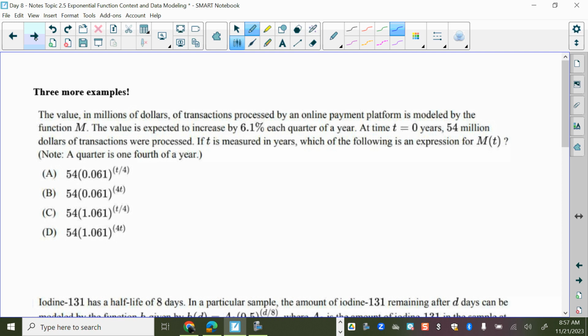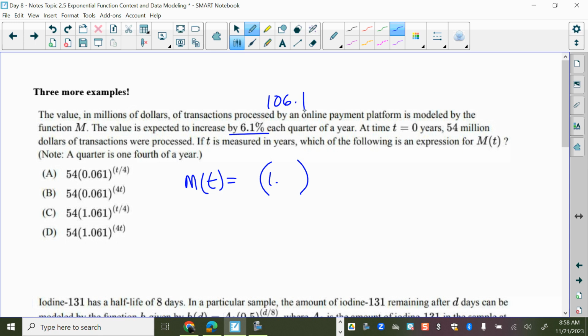I'm sorry. The value in millions of dollars of the transactions processed by an online payment platform, so like a bank or whatever, is modeled by this function m. All right. So the value is increasing by 6.1% each year. So that's telling me my r value. So the m of t. So what's my r value? I'm increasing by 6.1%. So 6.1% plus 100 would be 106.1.